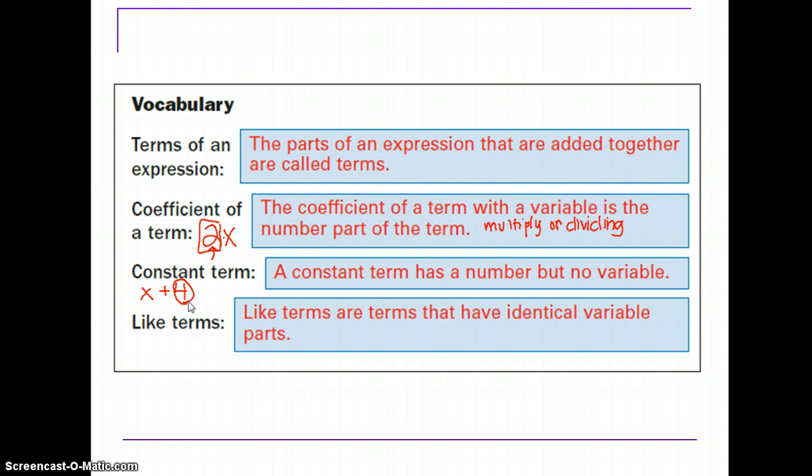Like terms are terms that have identical variable parts. If I have 2 times x, and then I also have 3x, those are like terms. They both have an x. If I have 4m and 5b, those would not be like terms because they do not have the same variable. It also means that they have to have the same exponents. So if this is x squared and I have 3x squared, because the x is squared, they would be like terms.